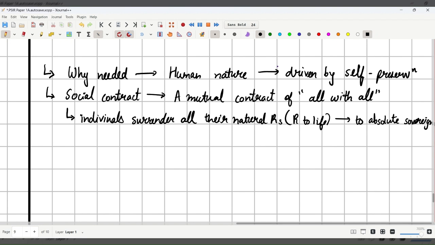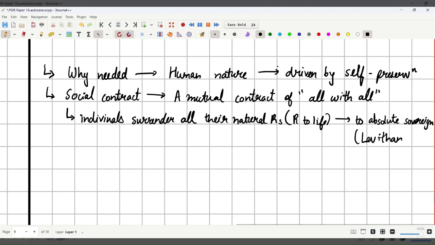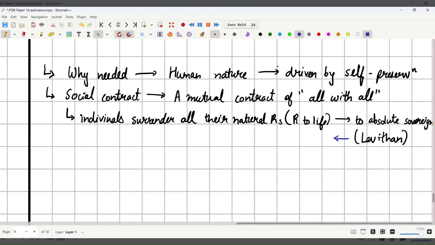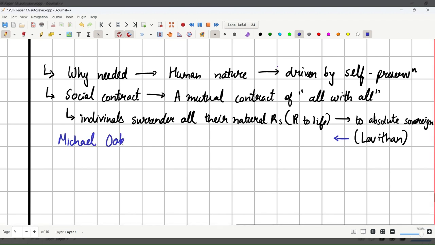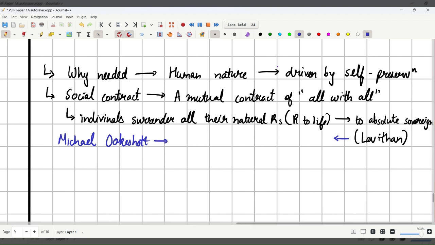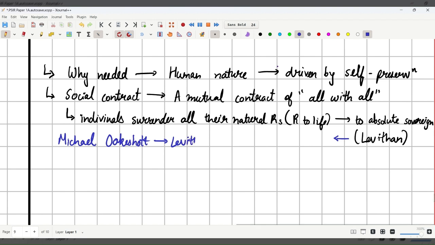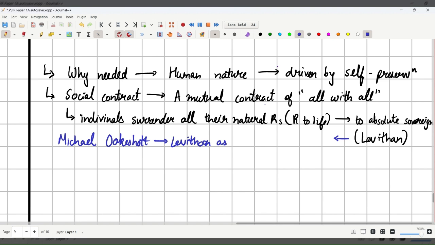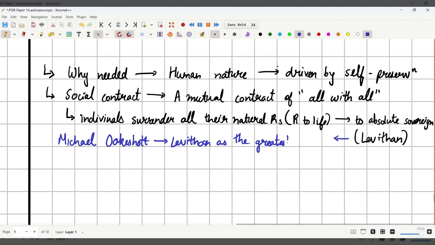The absolute sovereign here in his book is called Leviathan, okay. You can write here one point commented by Michael Oakeshott, who comments that Leviathan is perhaps the greatest, the sole masterpiece of English political philosophy.